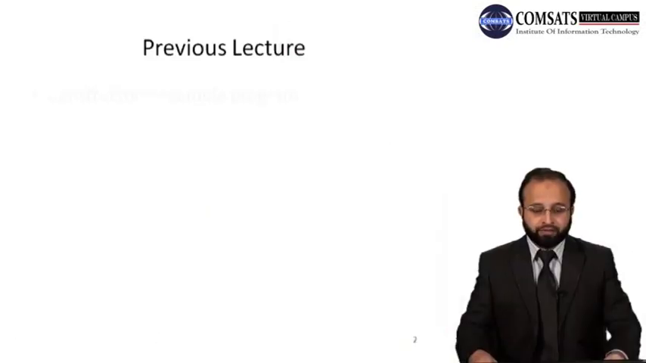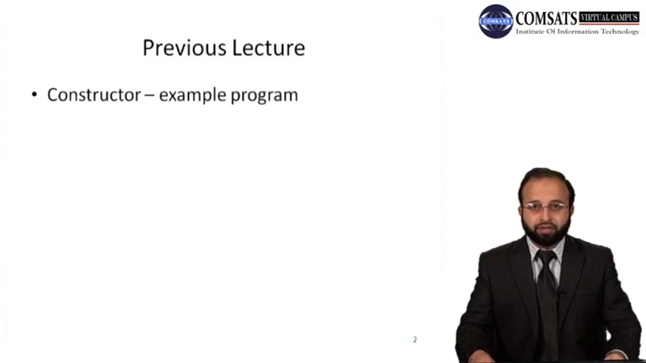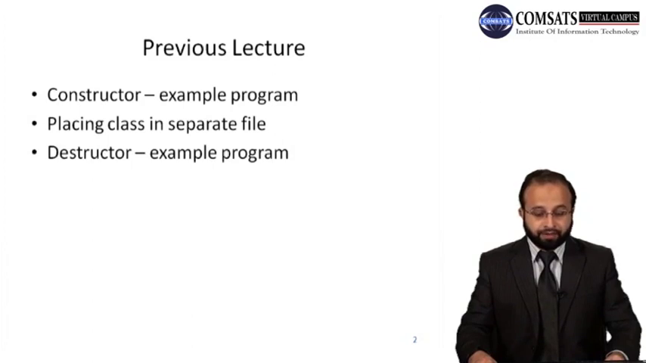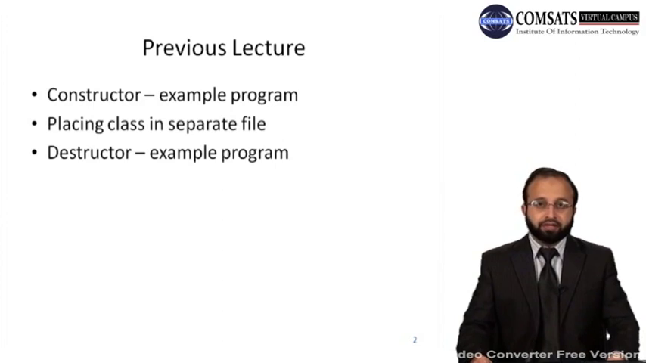In the previous lecture we have seen what is a constructor. I have shown you the example program, placing the class in a separate file and the main function in a separate file, and then creating the object of that class in the main function, and a destructor. The constructor is called whenever the object of that class is created. The constructor is called implicitly, and when the object of that class is destroyed, the destructor is called implicitly. Means that automatically they are called.